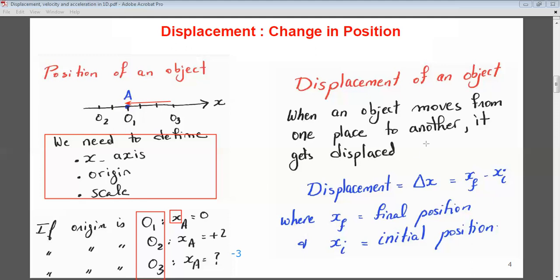In this chapter, we will refer to displacement by delta x, and it is x final minus x initial. By xf, I mean final position. By xi, I mean initial position. So displacement, delta x, is x final minus x initial.